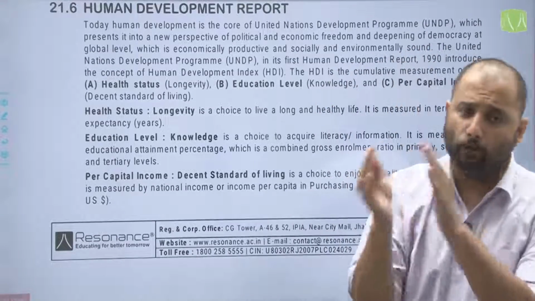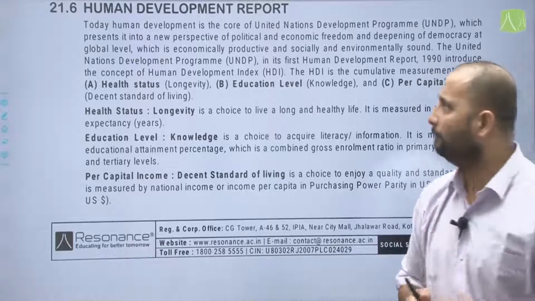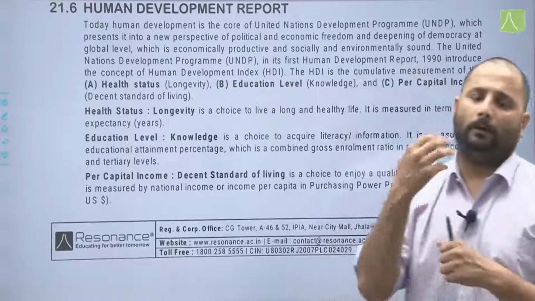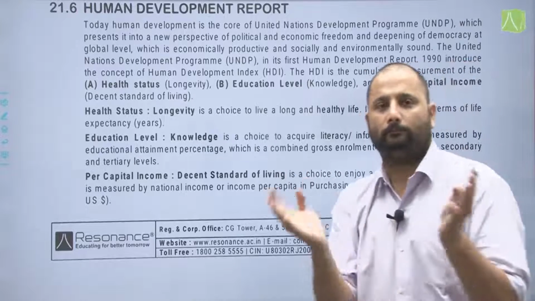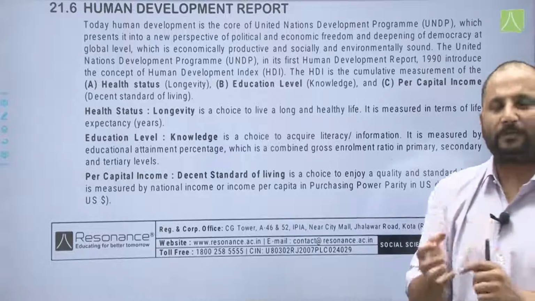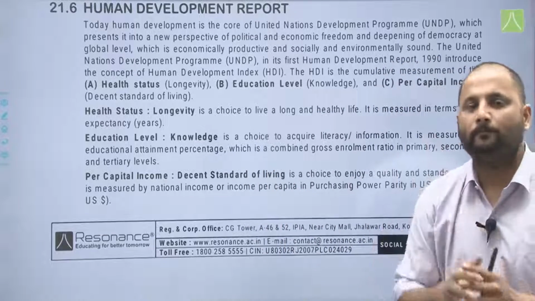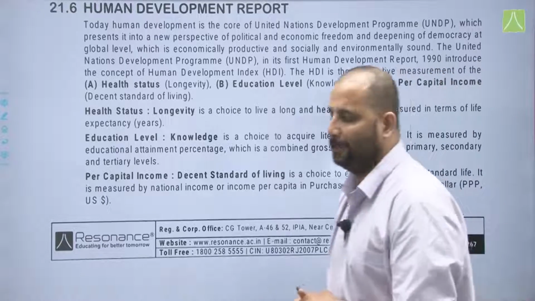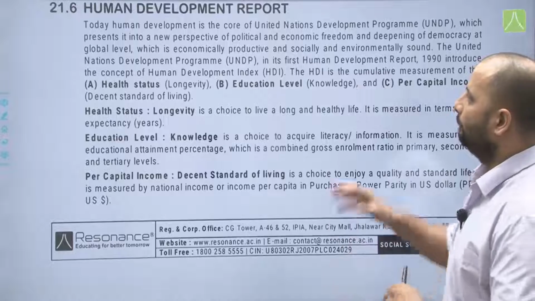Now, the human development report is published by UNDP, the United Nations Development Program, and this report has 3 ingredients, or 3 attributes, which are part of it. First is, as we studied, the per capita income. Second is life expectancy, and third is education level or literacy levels. All these 3 aspects are considered while making this report.